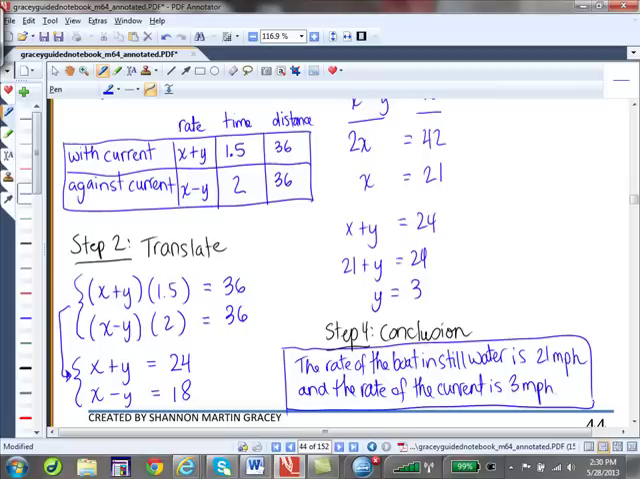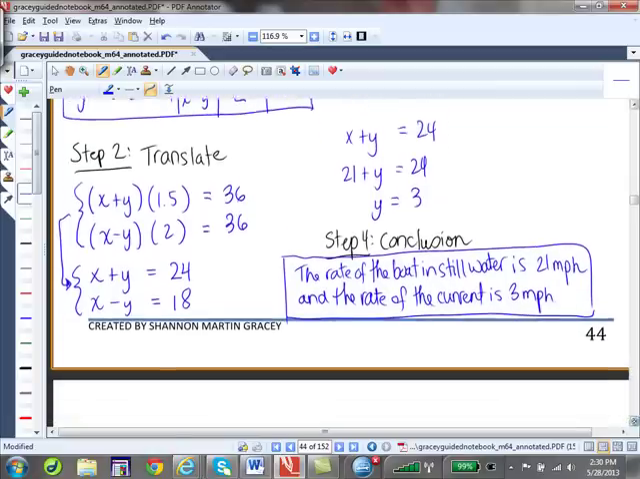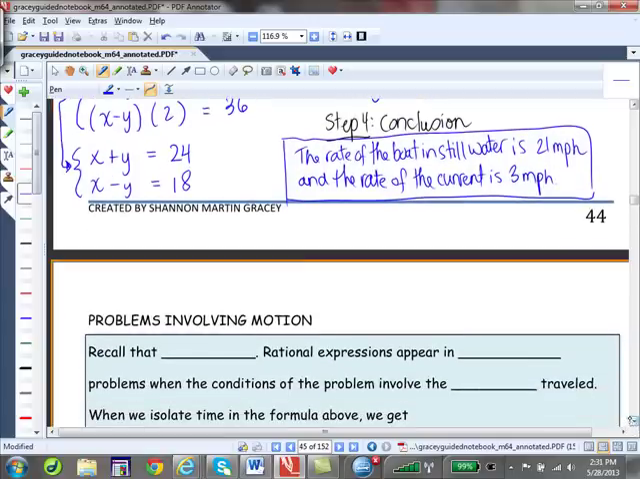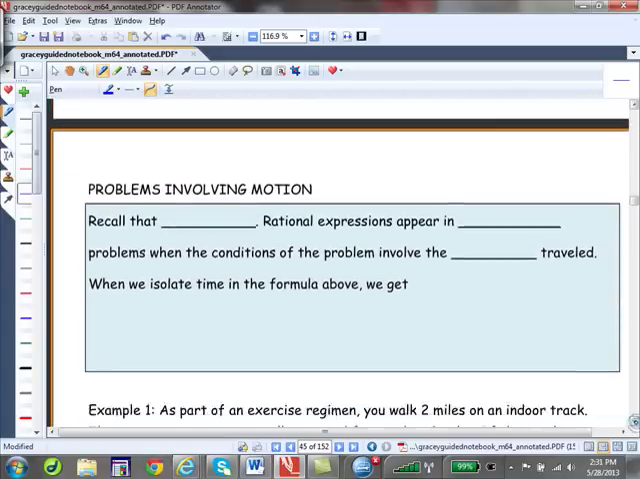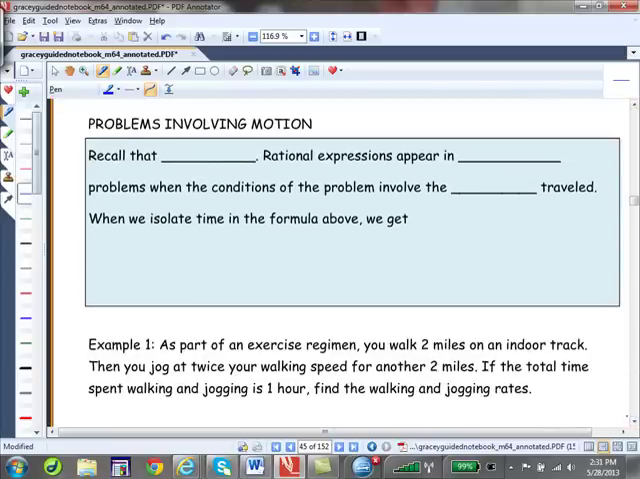All right? How'd we do? I'm sure this is your favorite thing, I know, doing word problems. Okay, so here we go. Problems involving motion. So again, remember that distance is equal to rate times time.